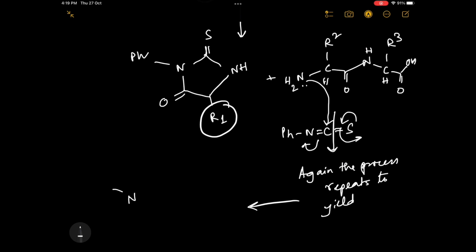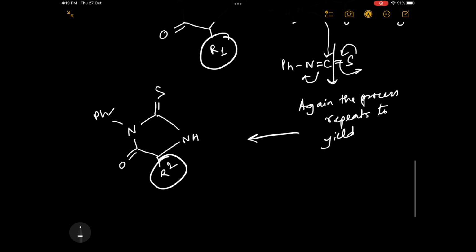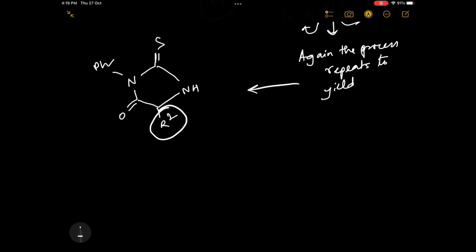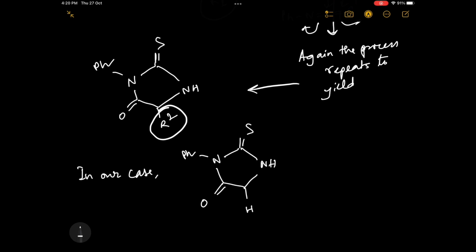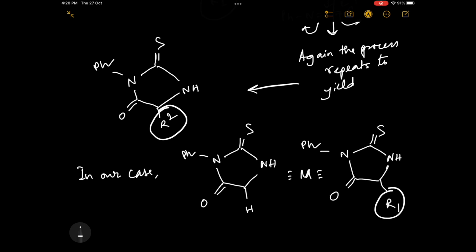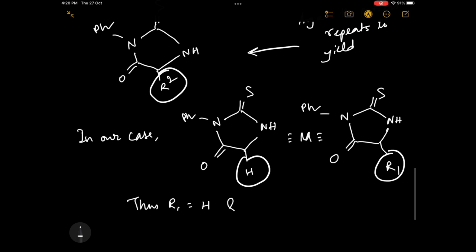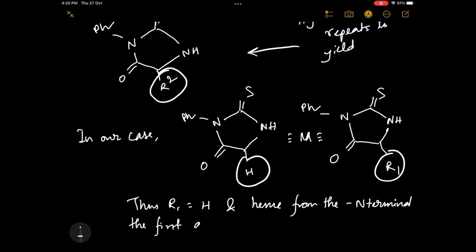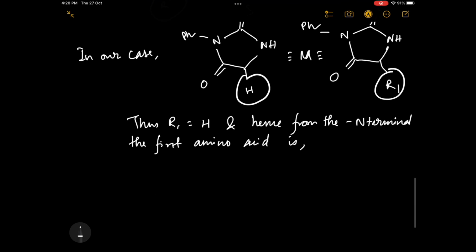So again the NH2 attacks the phenyl isothiocyanate and forms another such cyclic thiohydantoin type derivative. Here the alkyl group is R2. In the question that has been given, M has been said to be R1 being H. We know that the amino acid in which the alkyl group is H is glycine, the simplest amino acid. Hence our first amino acid from the N-terminal is glycine. So that we have identified.